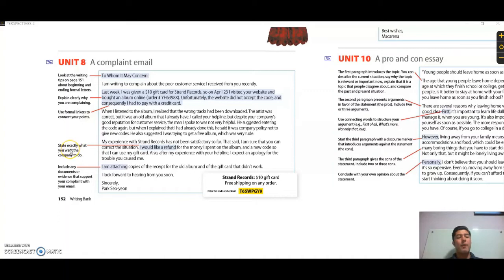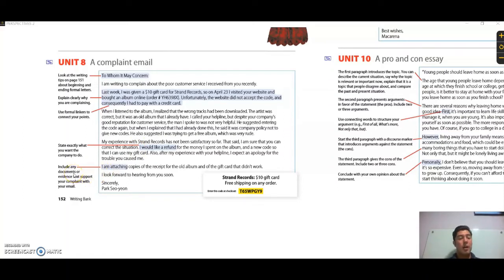Then we have the next part. It says state exactly what you want the company to do. In this part we can see it says, "I would like a refund." So this person is looking to get his money back. He doesn't want a new product or a change of product. He just wants his money, or her money.